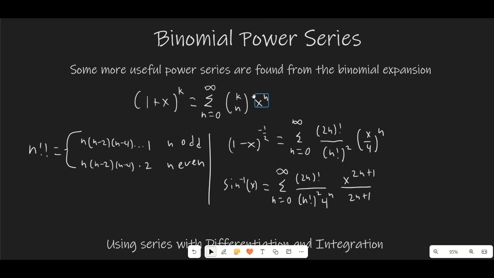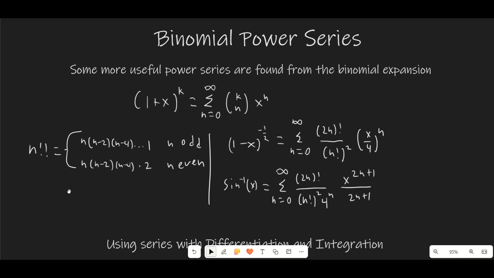One thing to note here is that if k is a positive integer, then this series here will go on for a few terms, and then every term after that will be 0. So it's actually the same as a finite summation. So for example, if k were equal to 2, then we know the left side is just 1 plus 2x plus x squared, and so the right side would end up being the same thing. But if k is not an integer, like for example 3/2, then this right side will go on forever.